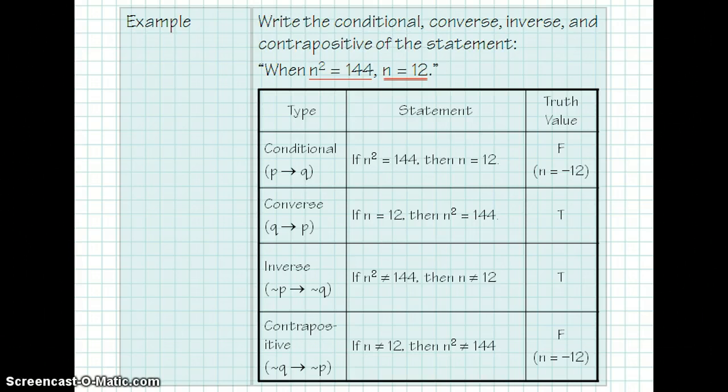I'm not sure if you picked up on this pattern, but the way this usually works is that your conditional and your contrapositive will have the same truth value, and your converse and your inverse will have the same truth value. They usually are paired together. It's possible that you may have a case where every statement is false, or one where everything is true, and we'll talk about some of those as we go along. But if you have some that are mixed, that's usually the way it breaks down: the pairs are your conditional and contrapositive, and your converse and inverse.